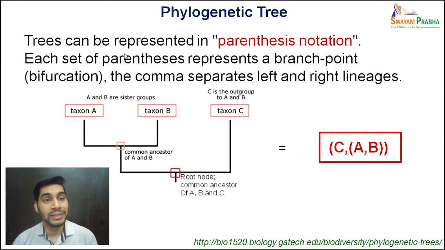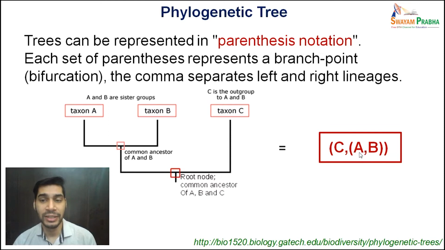Remember, the trees can be represented in parenthesis notation as well. Each set of parentheses represents a branch point or a bifurcation, and the comma represents left and the right lineages. Now taking the same example which we discussed in the previous slide, if this is the tree, it can also be simply shown as this parenthesis notation. That means taxon A and B represents a branch point, a bifurcation, and a comma in between then represents left side and the right side.